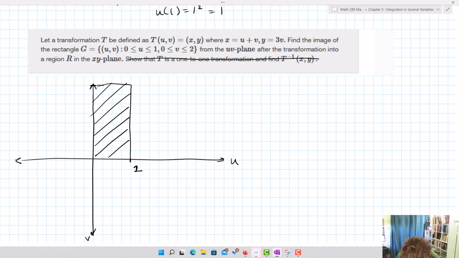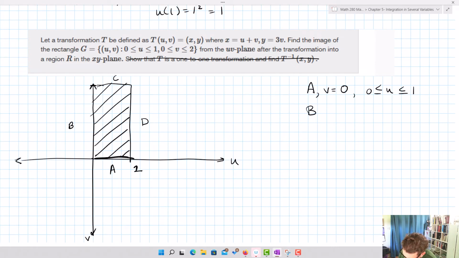Now I'm going to think about this in terms of A, B, C, and D. Think about the A region right down here. A is going to have V equals 0, and U is going to be greater than or equal to 0 and less than or equal to 1.